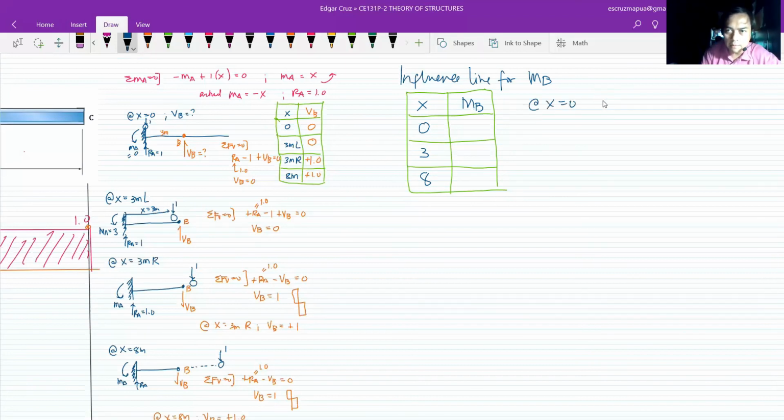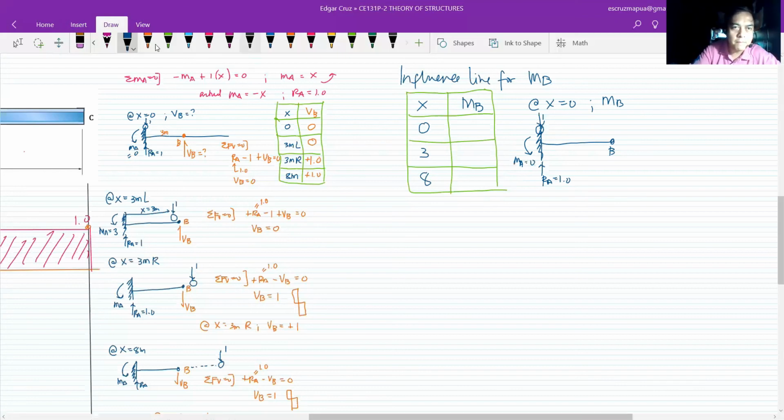Okay, ano ang moment sa B? Okay, drawing natin. So, ito yung left segment pa rin. Putol natin siya sa point B. Okay, so ito yung point B. So, ito yung RA. Diba ang RA natin laging equal to 1? No? Tapos, nandito pa yung unit load, kasi x equals 0 eh. So, nandiyan yung unit load. Okay, so yung moment natin dito would be negative x, diba? Negative x. So, syempre, kung yung x natin is 0, so this would be 0. So, MA natin is 0.